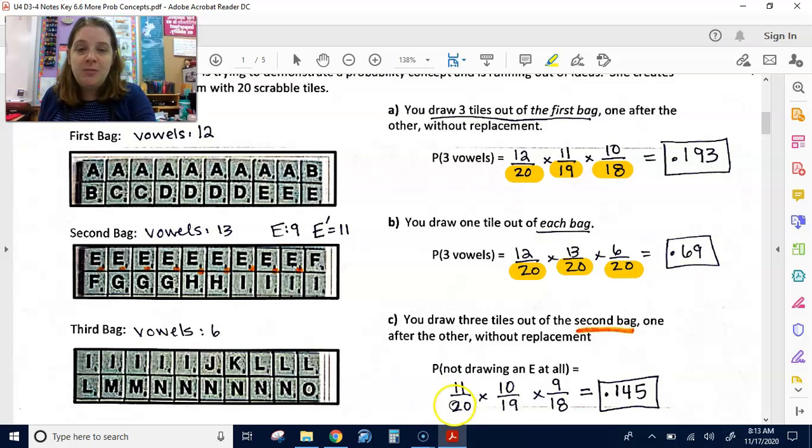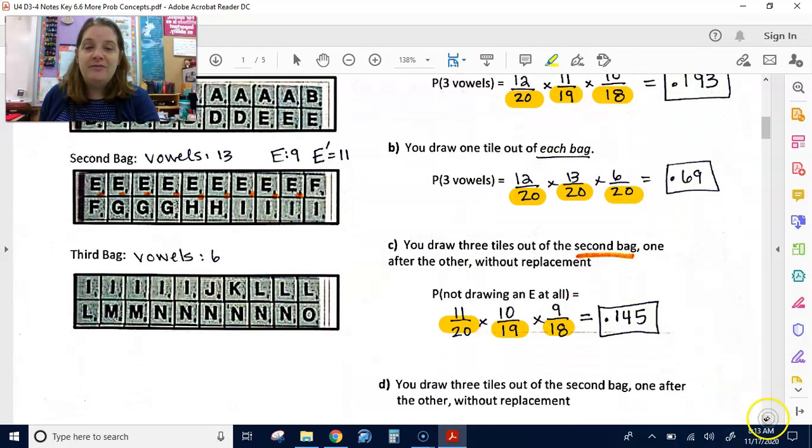Okay, you draw 3 tiles out of the second bag, one after the other without replacement. So again, we've got without replacement. So each time we draw, we're going to have 1 less tile there. And it says, what's the probability of not drawing an E, not getting an E? All right, so there are 9 E's and 11 not E's. Okay, so there are 11 ways to not get an E the first time, 10 ways the second time, and 9 ways the third time, giving us a probability of 0.145.